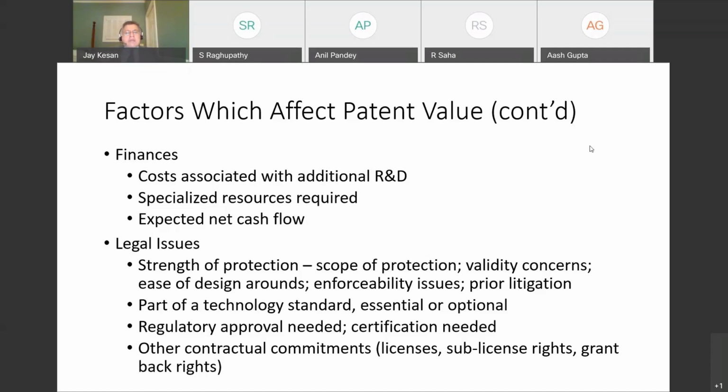There are also other issues such as what contractual commitments have already been made? Has the patent already been licensed to other people? Have certain rights already been given away? Because that then affects the value of the patent as well.